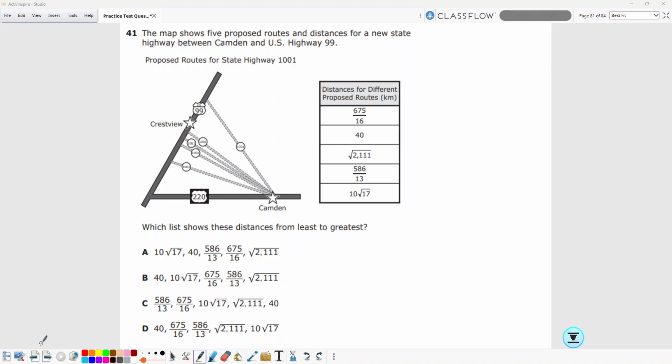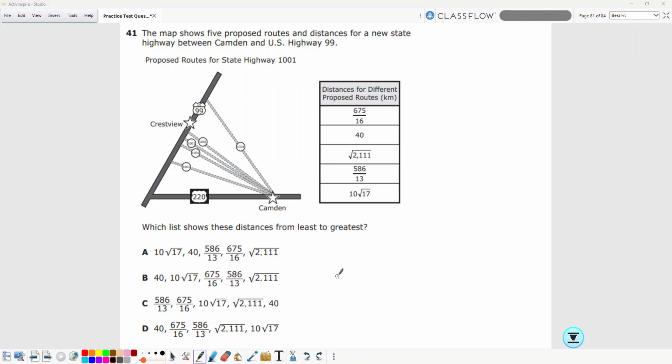41. The map shows 5 proposed routes and distances for a new state highway between Camden and US Highway 99. So, the figure shows those routes. And here we have a table. If you look at the numbers in the table, they're the numbers that show up in these 4 choices. Your task is really to identify which of these 4 choices represent these distances in order from the least to the greatest, from the smallest number to the largest number.